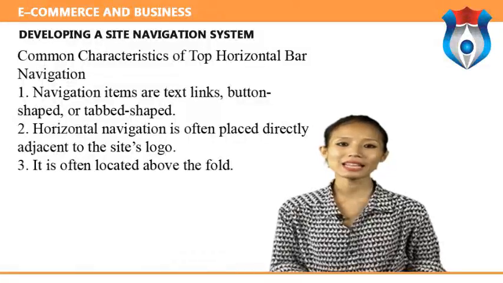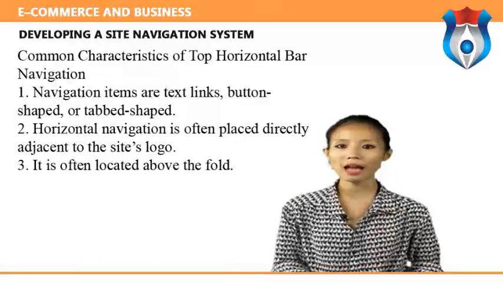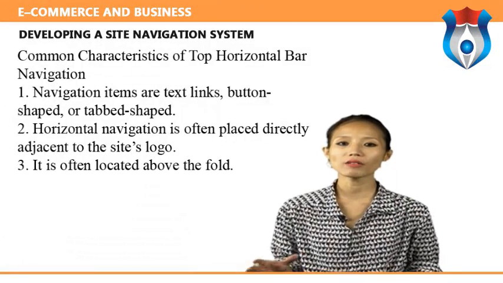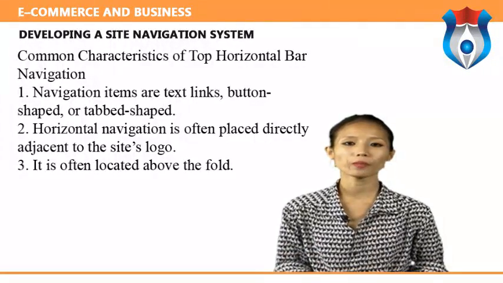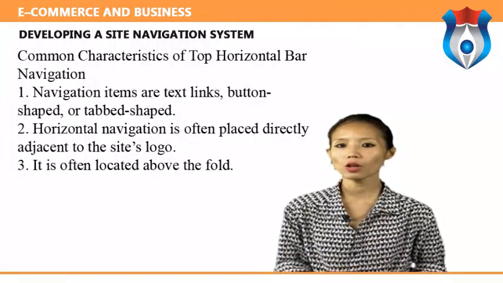Common characteristics of top horizontal bar navigation: navigation items are text links, button-shaped or tabbed shapes. Horizontal navigation is often placed directly adjacent to the site's logo. It is often located above the fold.